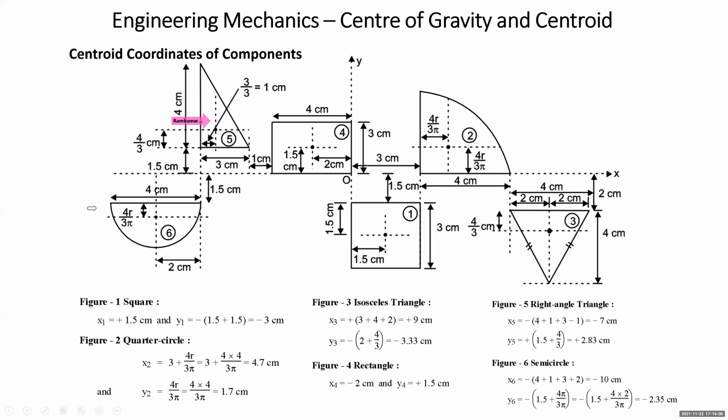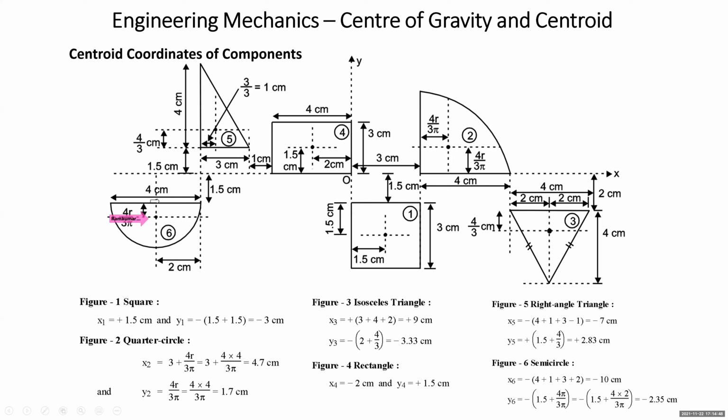Now we come to the last component, that is the semicircle. For this semicircle, base width, its diameter is 4 centimeter, and this is going to be one centroidal axis, dividing it into 2 parts. Another centroidal axis is at a distance of 4r upon 3 pi from base. Now this is the point for which centroid is to be measured. Is this point left of y axis or not? So x coordinate is negative. How will you measure it? 4 plus 1, 5 plus 3, 8 plus 2, 10. So it is minus 10. 4 plus 1 plus 3 plus 2. This is minus 10, the x coordinate.